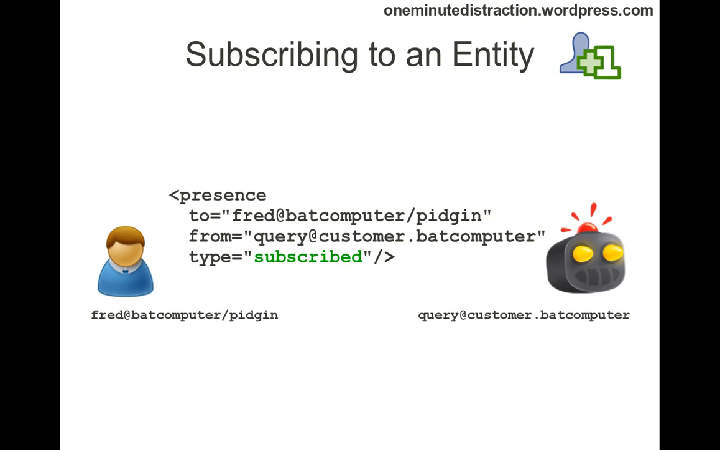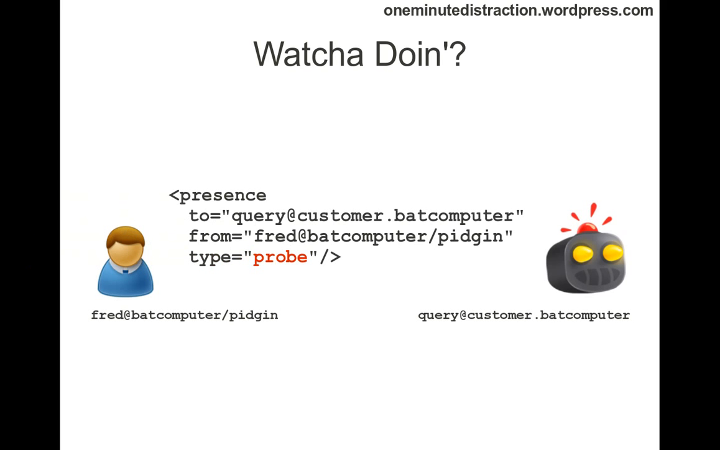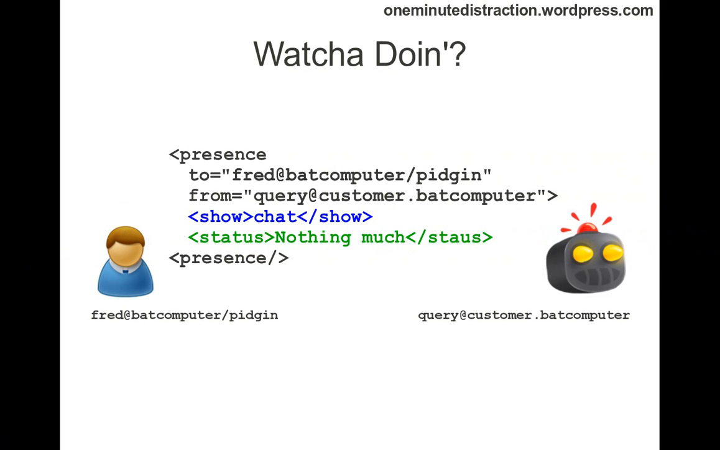But in this particular case, because query is a bot, query is not really interested in Fred's presence. So we are just sending a one-way subscription. Once we are subscribed, Fred can now find out a little bit about query. For example, Fred could send a probe message to query, and query may say, I'm available now for chat, and query can also have a little status message that says it's not doing much or whatever.